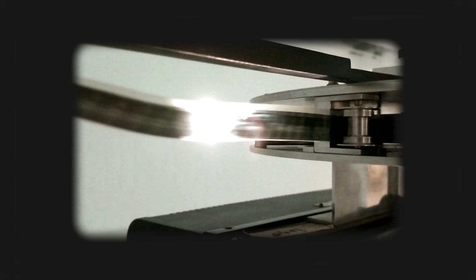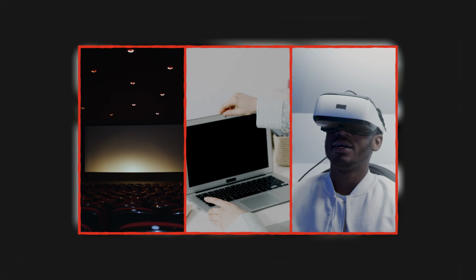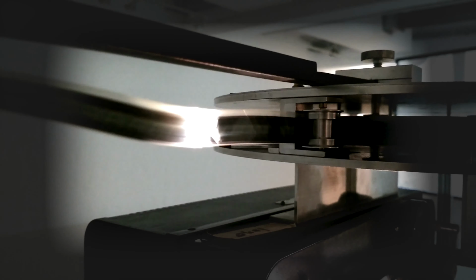Film has influenced screens since the silent era. What we've used to project, display, and immerse ourselves in has changed, but it was all based on classic 35mm.